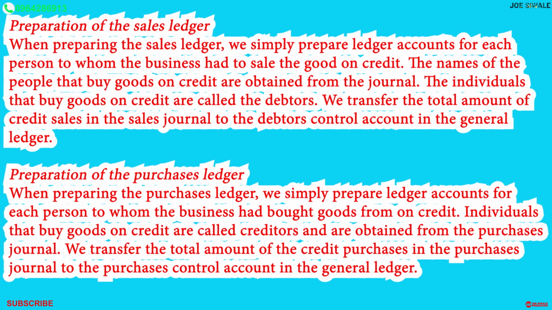Let us now look at preparation of the purchases ledger. When preparing the purchases ledger, we simply prepare ledger accounts for each person from whom the business bought goods on credit. Individuals that sell goods on credit are called creditors and are obtained from the purchases journal. We transfer the total amount of the credit purchases in the purchases journal to the creditors control account in the general ledger.